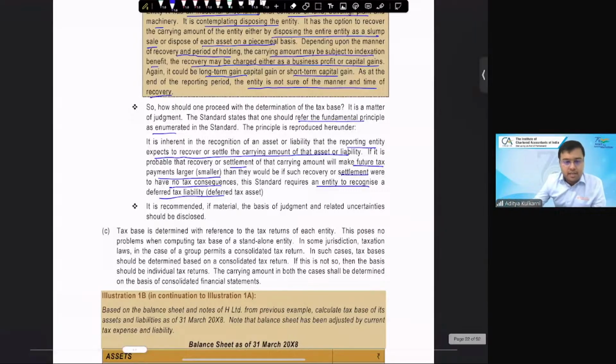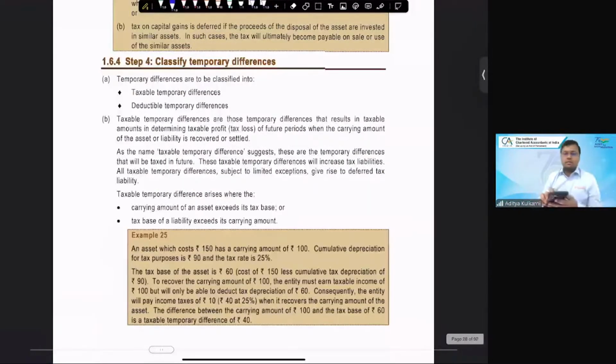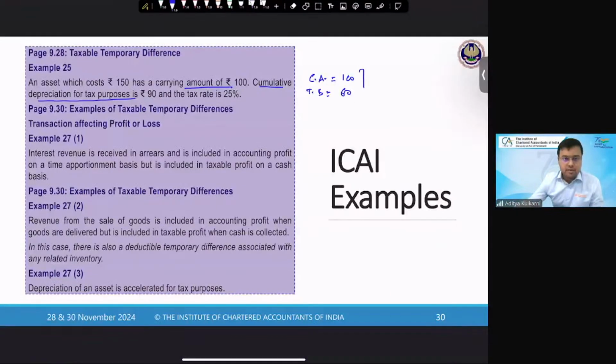Are the written notes not visible? The screen is not visible? One minute. I think there is a problem here. Just a second, it will come. Is it visible now? Yes, sir. It's hanging again like last time. Okay, fine. So this gives rise to a taxable temporary difference.